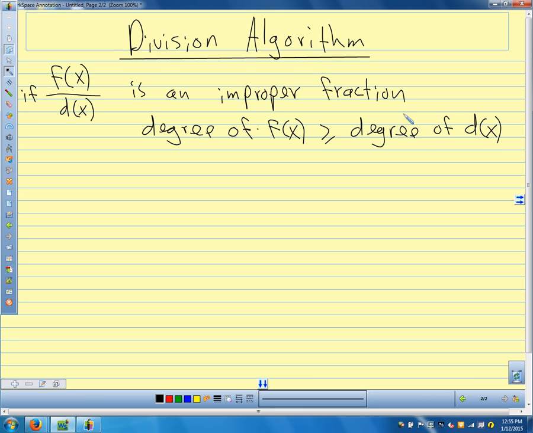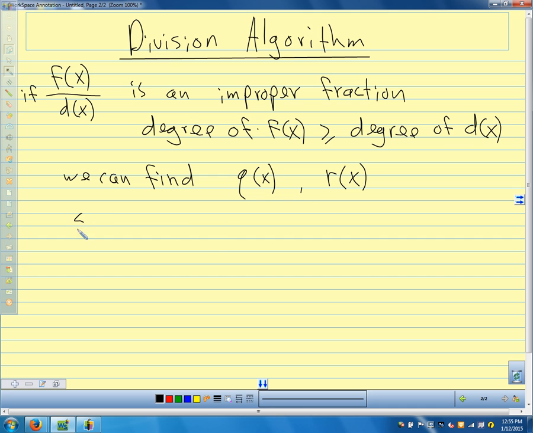So if that's the case, if we have an improper fraction, we can always find some polynomials q of x and r of x so that our fraction f of x over d of x equals q of x plus r of x over d of x. And that's what we just did in our last problem.